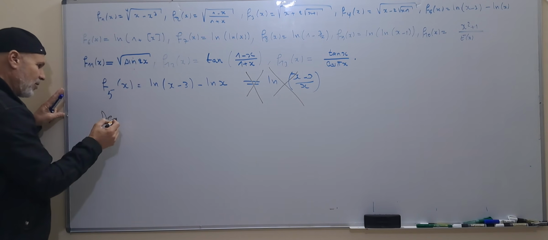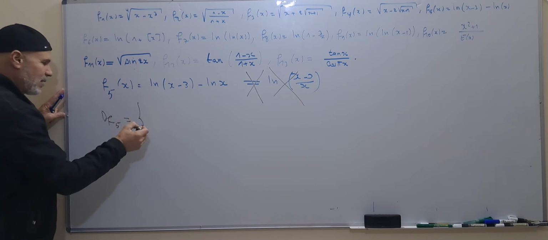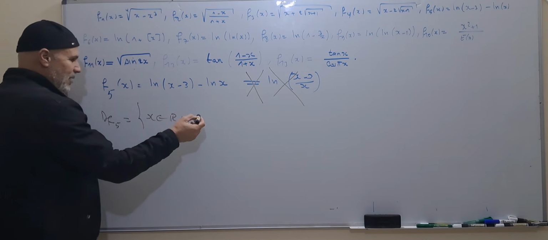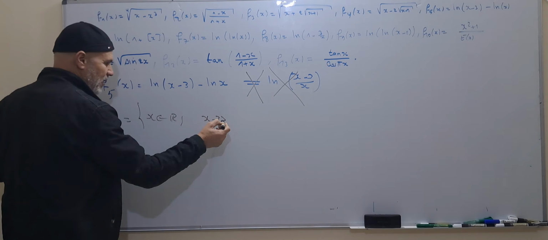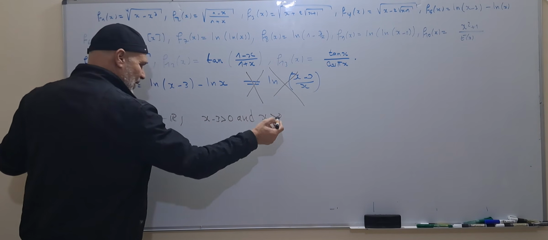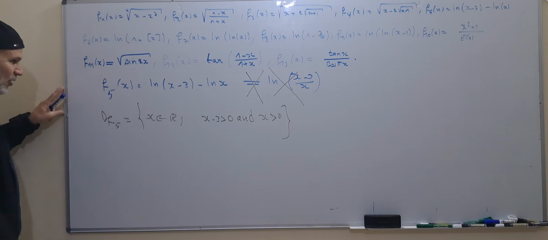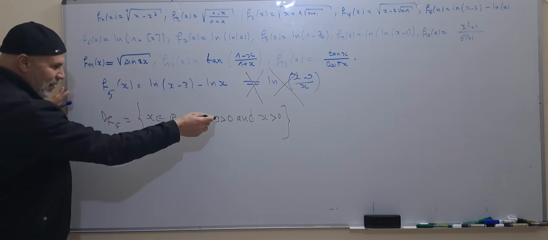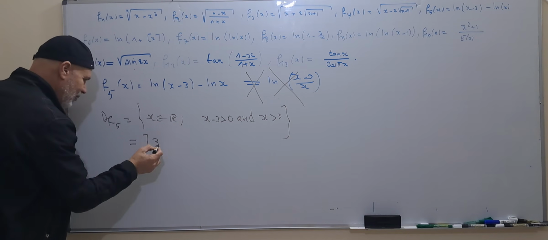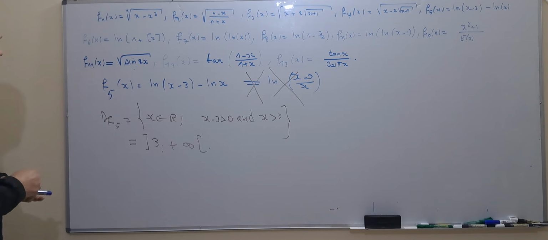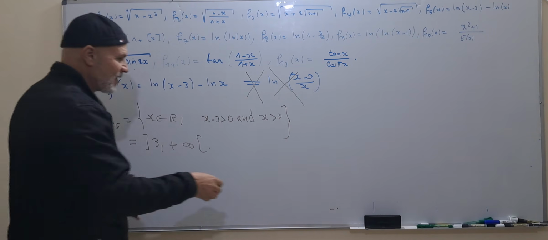Domain of definition of phi is x from R such that it makes sense. This means that x minus 3 is greater than 0 and x strictly greater than 0 to define the ln. This means that x greater than 3, which means 3 plus infinity. How about f6?